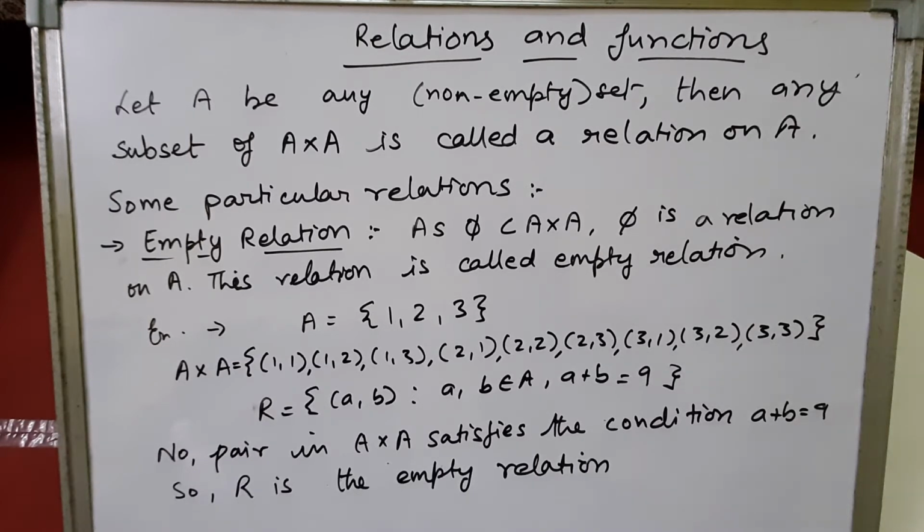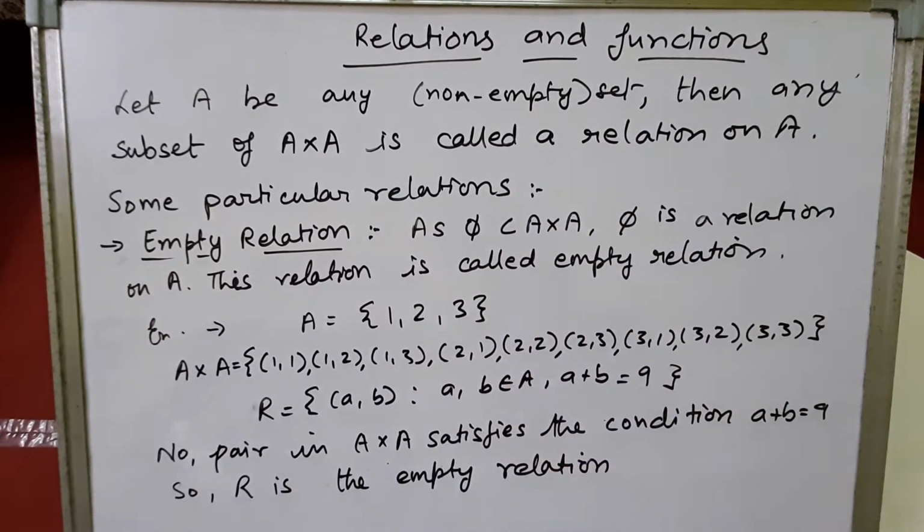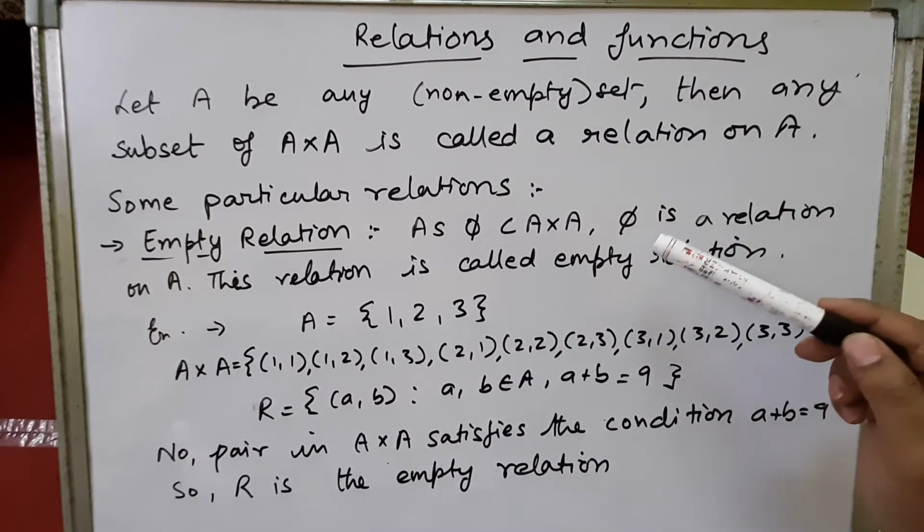So let's start with the definition of relation. If A is some non-empty set, then any subset of A cross A is called a relation. That means all the ordered pairs formed from the Cartesian product A cross A will be a type of relation. So empty relation, what is empty relation?